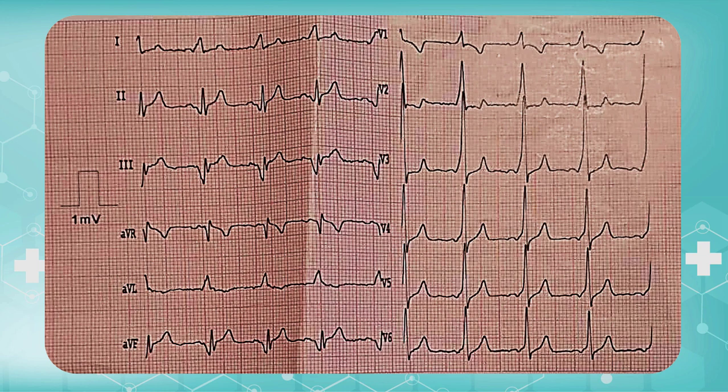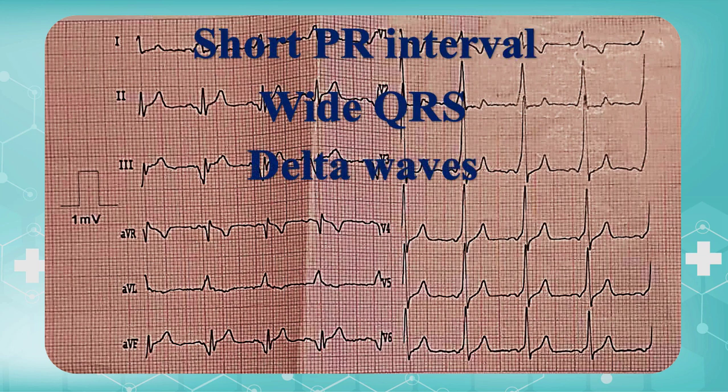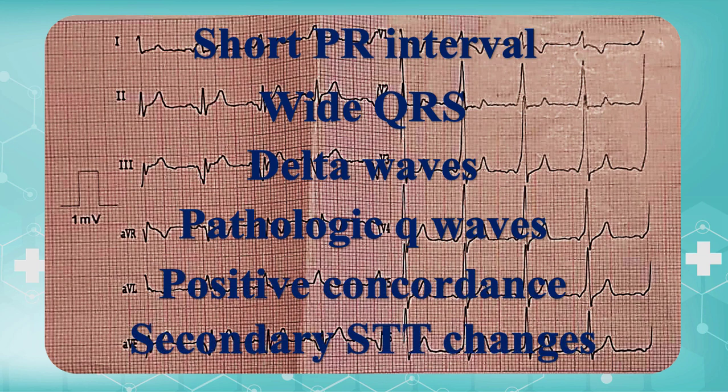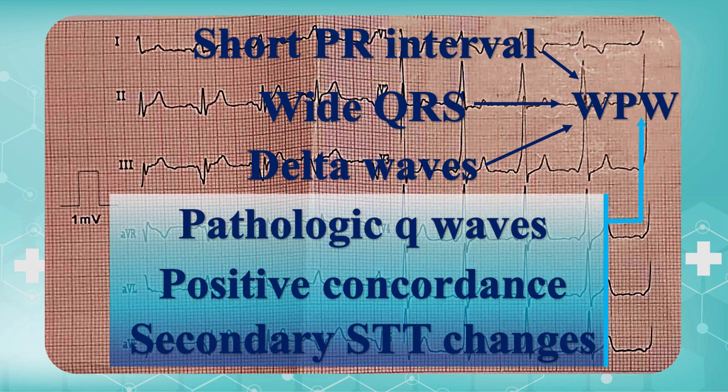To make a perfect interpretation, we should make a list of abnormal findings. Short PR interval, wide QRS complexes due to delta wave, pathologic Q wave in inferior leads, positive concordance, and secondary discordant ST-T wave changes are abnormal findings in this strip. Remember that, as long as surface electrocardiogram is concerned, the triad of short PR interval, delta wave, and wide QRS complexes makes the diagnosis of Wolff-Parkinson-White or WPW pattern. Other abnormalities including pathologic Q waves are owing to WPW pattern as well.